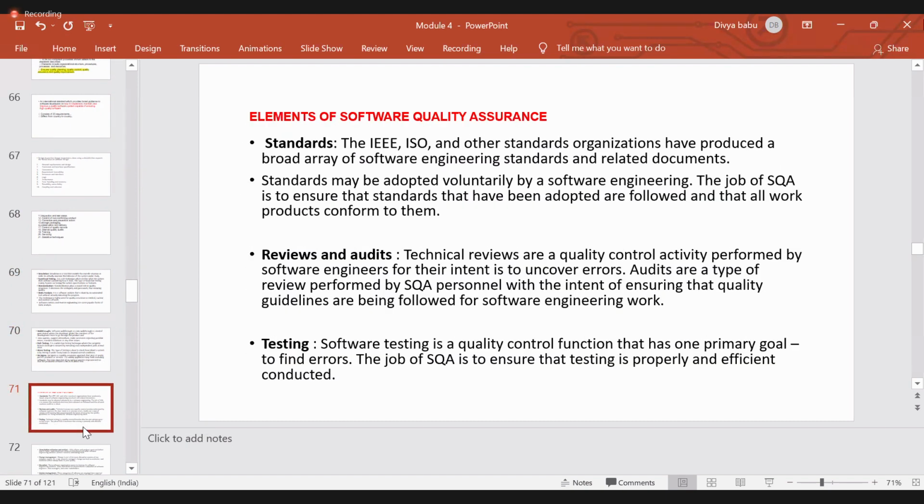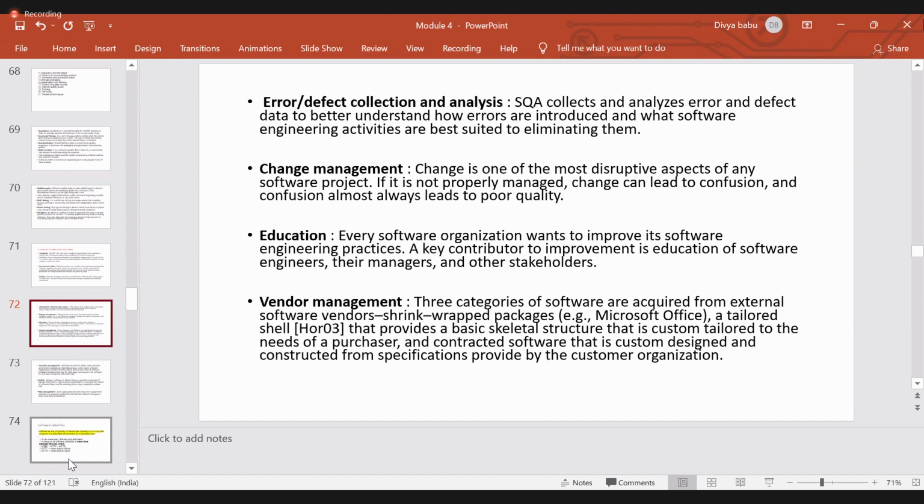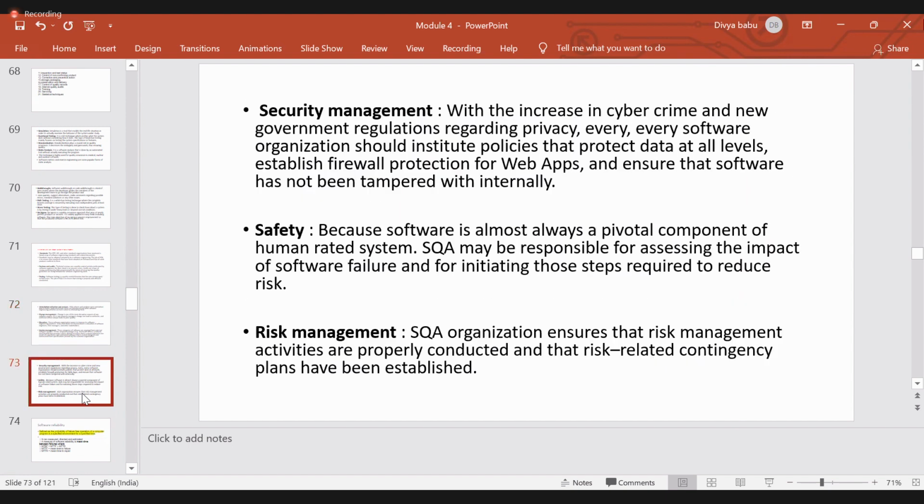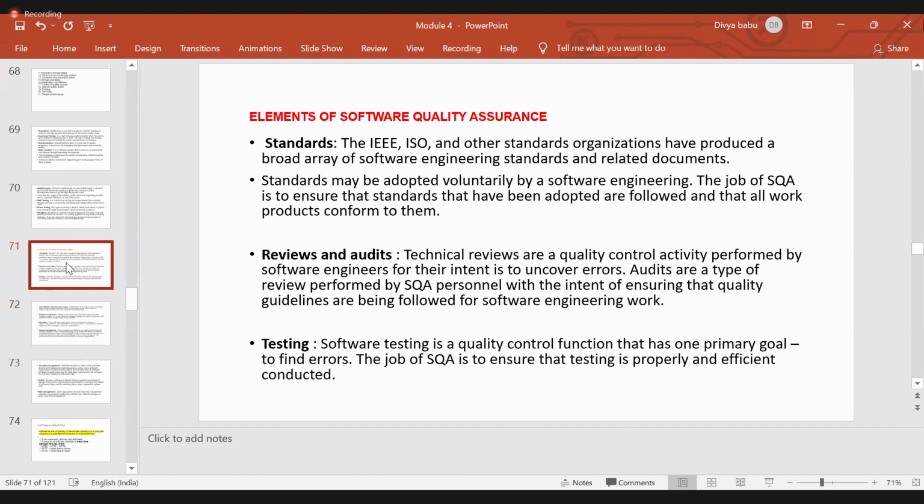Then the elements: standards, reviews and audit, testing, error and defect collection analysis, change management, education, vendor management. Actually, I completed this part, right? Do you remember? These are the elements of software quality assurance. Standards means like ISO, IEEE, many standards and organization standards are there. You should follow those standards.